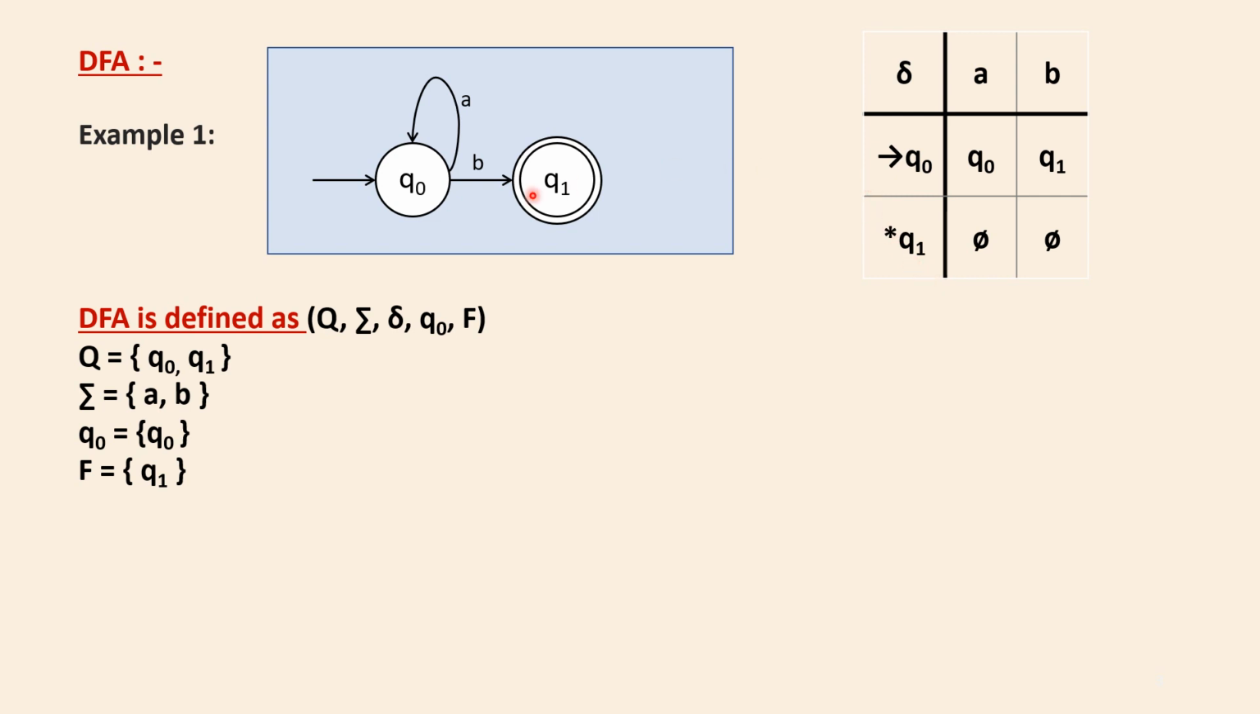So we can see from the diagram that Q naught on input A moves to Q naught itself. So we have written here Q naught on input A moves to Q naught itself, and Q naught on input B moves to Q1. From Q1 we don't have any transitions happening, so we have represented it as null. Q1 is not moving to any state with A. Q1 is not moving to any state with B.